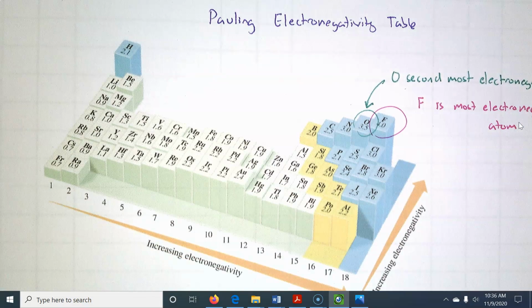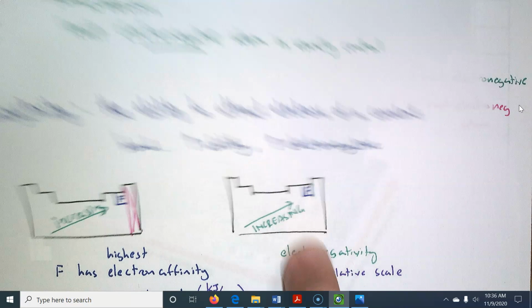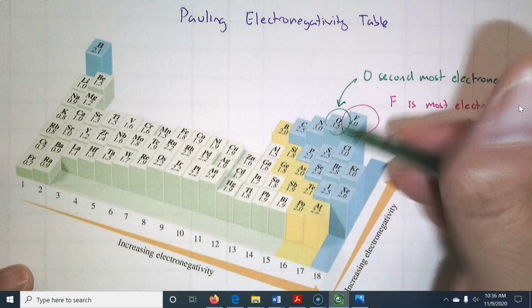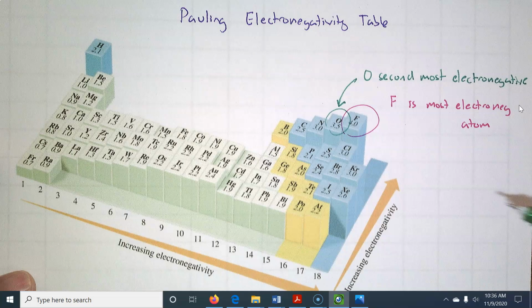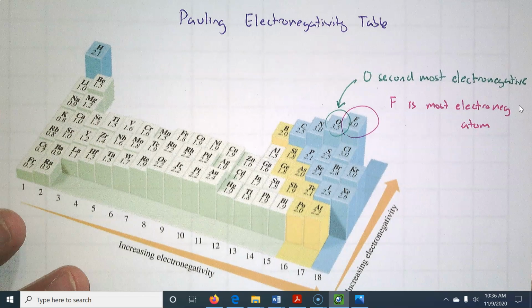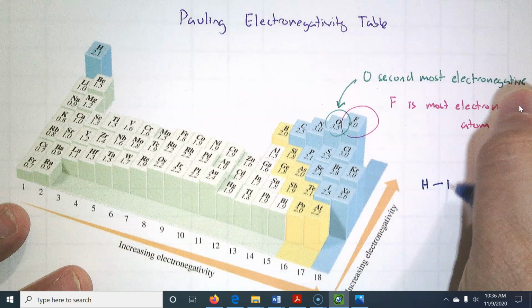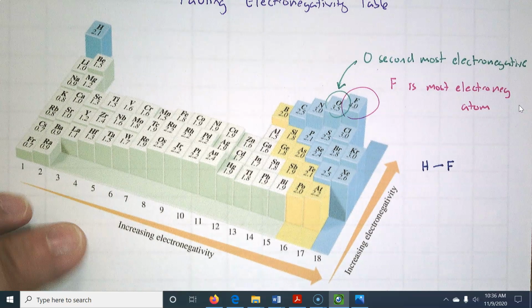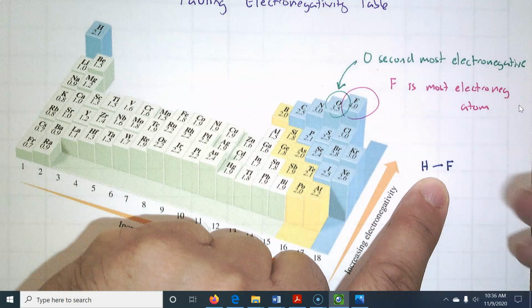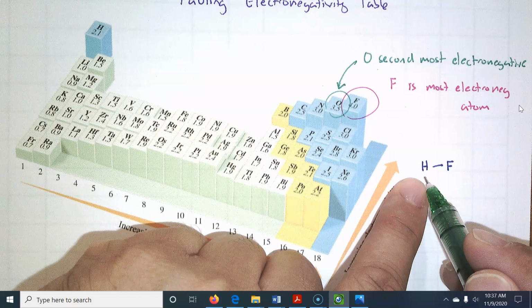Remember our trend, right? Our trend is going to the northeast. Fluorine is the most electronegative, oxygen is the second most. In general, as you go down the column or the group, electronegativity gets smaller. What does this mean? This means that if you have a bond between, let's say, F and H, hydrofluoric acid, it's a covalent bond, but the electrons of that bond are going to spend more of their time around fluorine or closer to fluorine than they do around hydrogen.